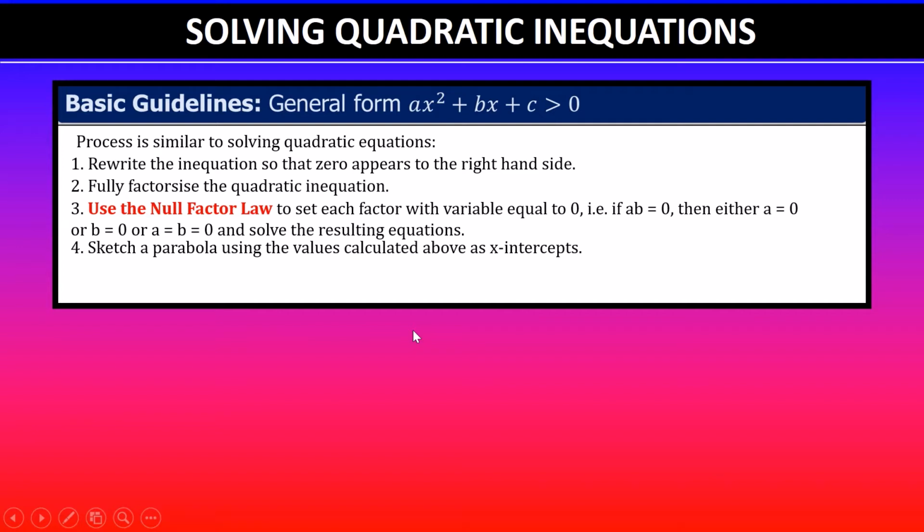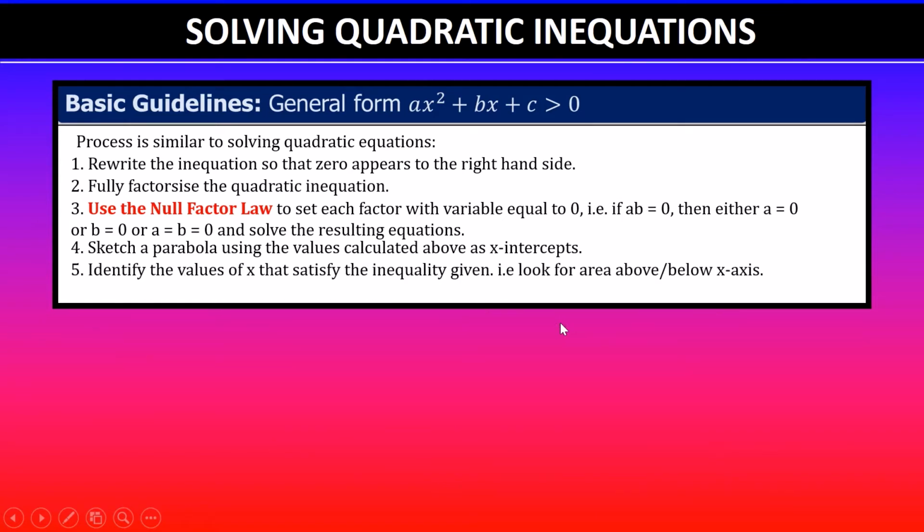Note that these values that you have just calculated in part 3 are the x-intercepts for the parabola. Once you've sketched the parabola, you will need to identify the values of x that satisfy the inequality given. In other words, you'll be looking for the area, whether it is above or below the x-axis, like I've mentioned previously. And then you will give the range of values and answer the question in context.